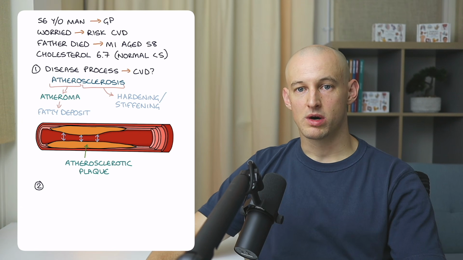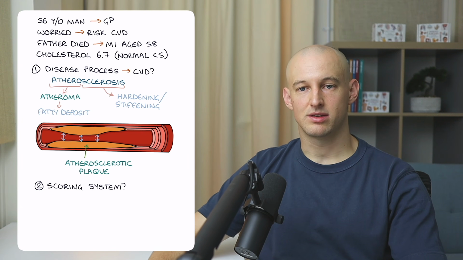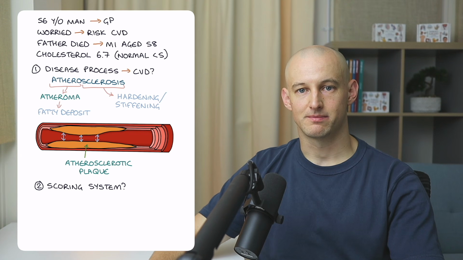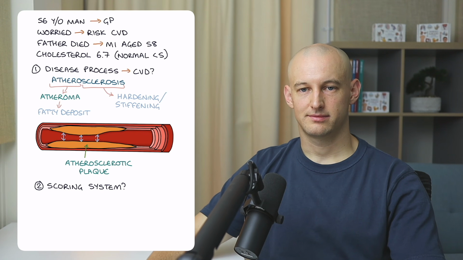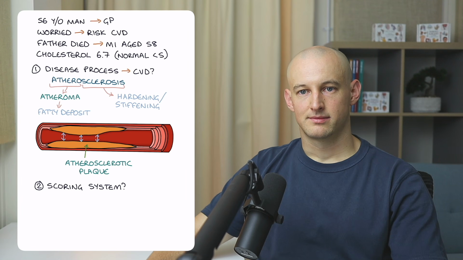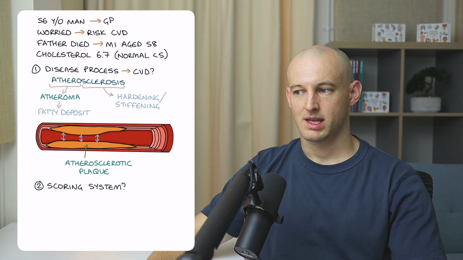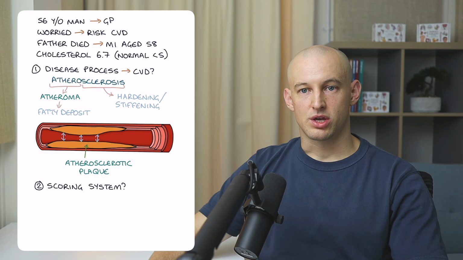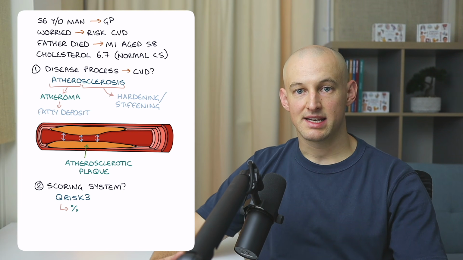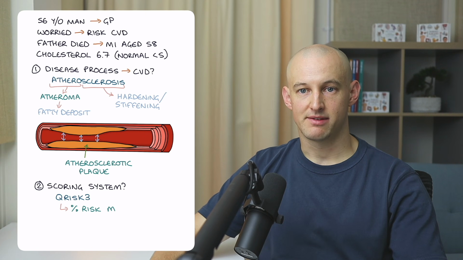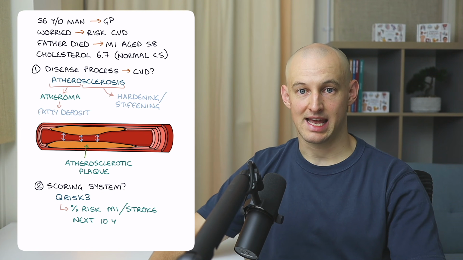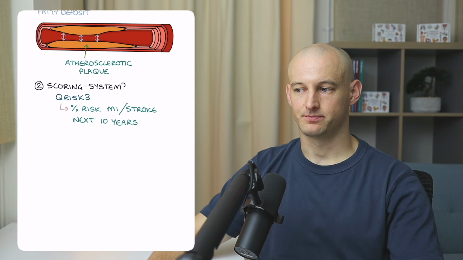Question 2. What scoring system is used to calculate somebody's risk of cardiovascular disease? The Q-RISK-3 score. And this calculates the percentage risk of a myocardial infarction or a heart attack or a stroke in the next 10 years as a percentage.